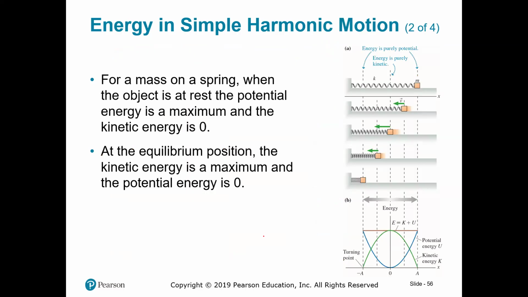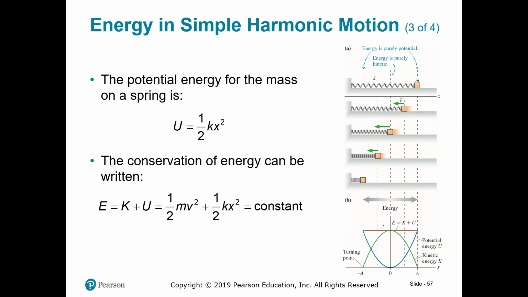So for the mass on a spring, when the object is at rest, the potential energy is maximum. At both ends, here and here, the blue one is maximum. But at the midpoint, because x is 0, your potential energy is 0. With the kinetic energy, your velocity here is max, so the green line has a maximum kinetic energy, right?